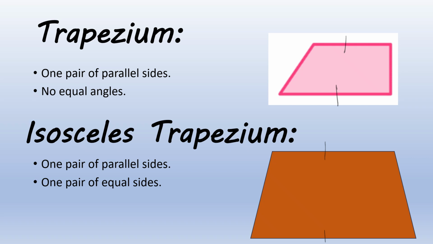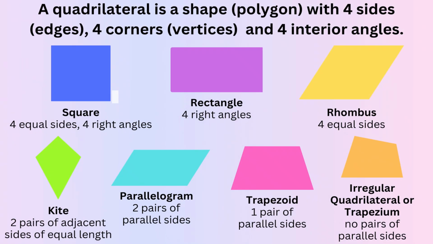One pair of parallel sides, which means they are going in the same direction, and one pair of equal sides, which means this side and this side will have the same measurement. Okay. So yes, now this is the end of the topic. If you want a quick revision of all the different kinds of quadrilaterals, you can go through this slide. You will get all the information in just one slide over here.